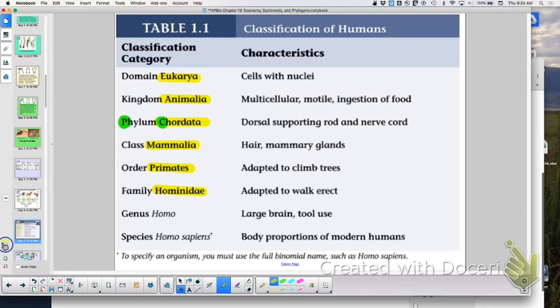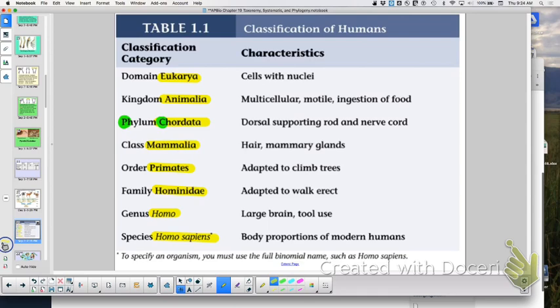Family is home in the day. Family Hominidae. And then you're golden, because your genus is Homo, and then your species, you have to say both names, Homo sapien. Now, let's do it once together, and then you're going to ping pong back and forth.